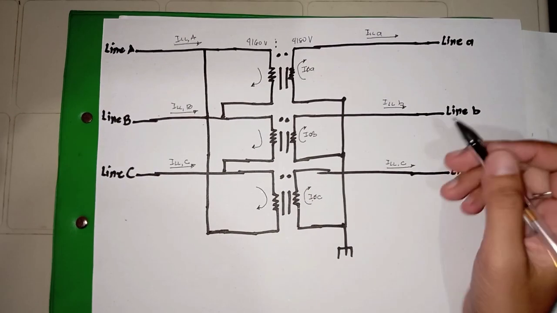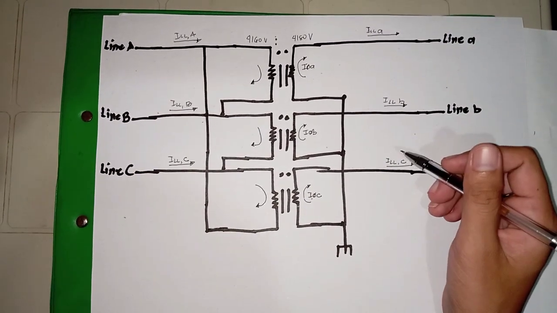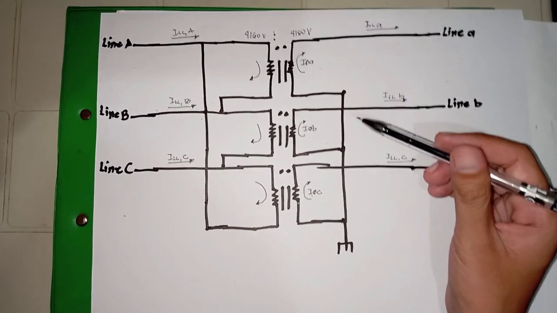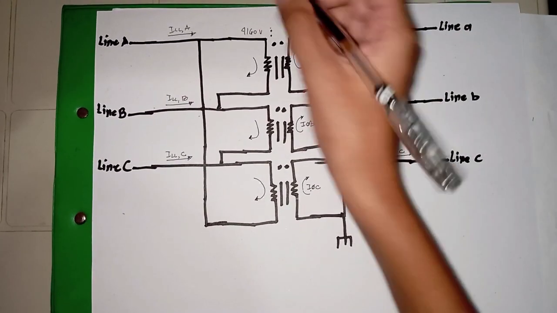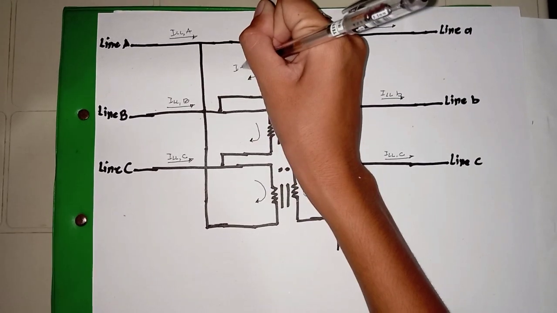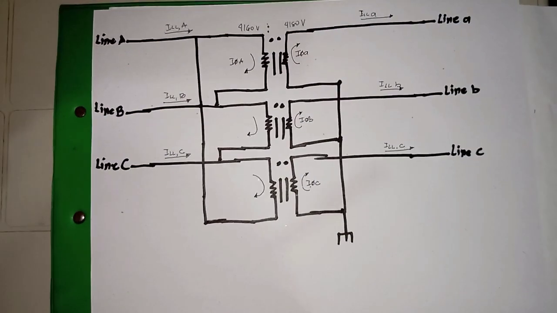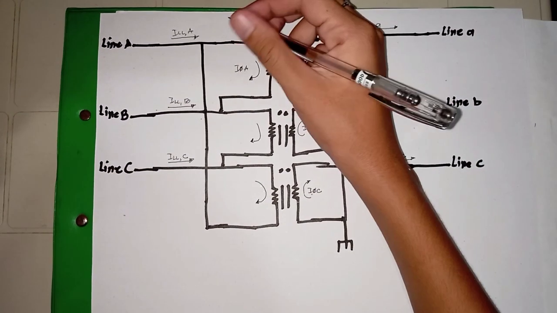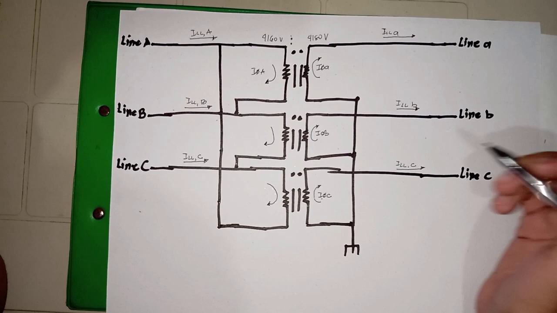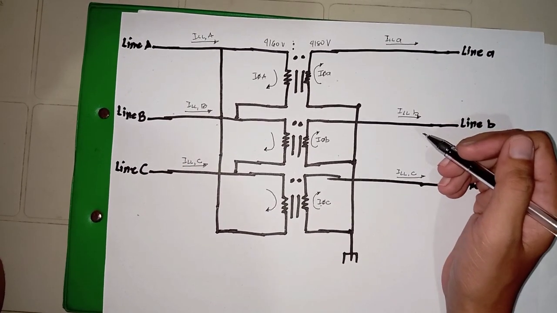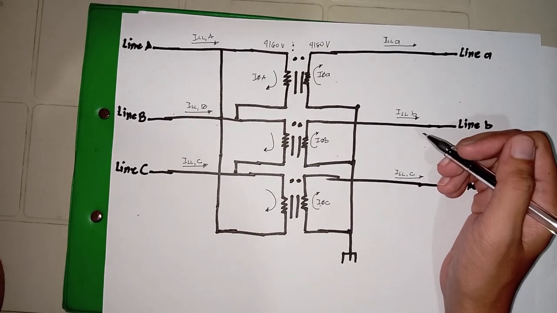Since we know that the secondary phase A current flows out of the dot on the secondary side, that simply means that the primary phase A current must flow into the dot of the primary side. So primary phase A current will flow into the dot, and secondary phase A current will flow out of the dot.